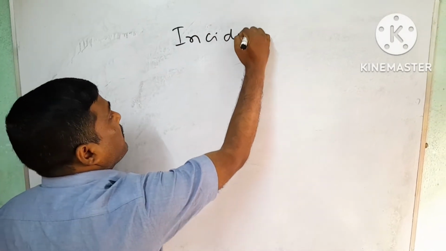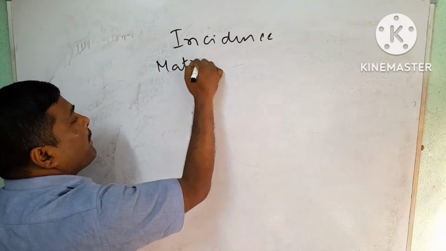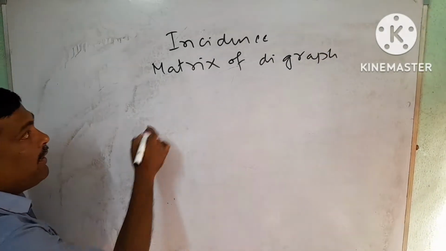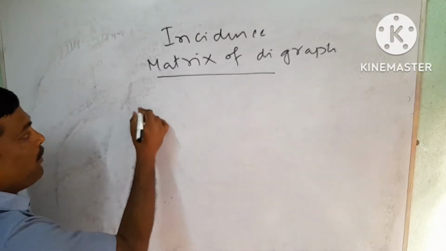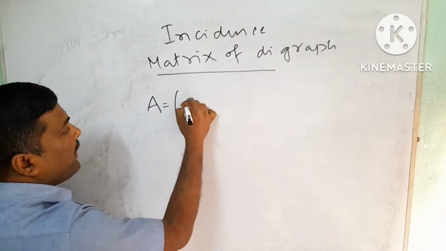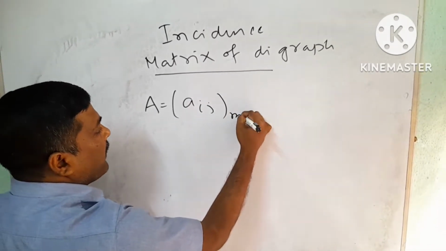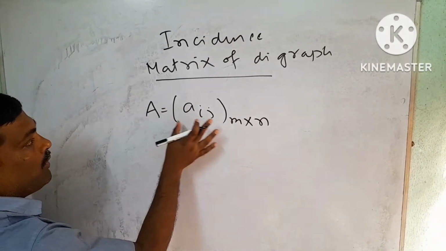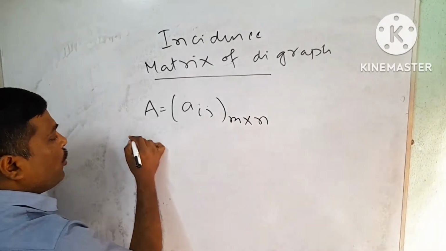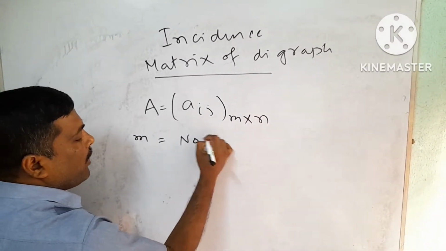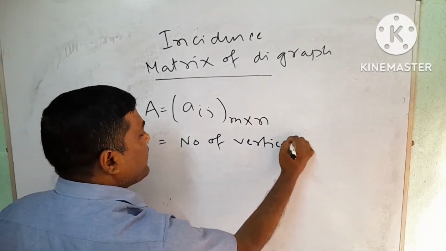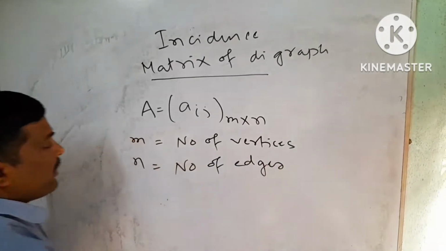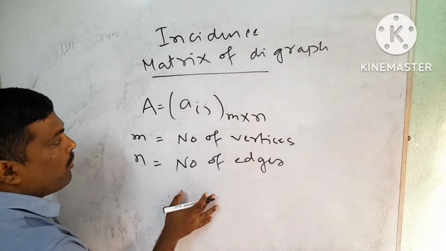Incidence matrix of digraph. Okay. Incidence matrix of digraph. Suppose the incidence matrix is A equals A_ij, m by n. So m is the number of rows, n is the number of columns. This is the incidence matrix of a digraph. So m is the number of rows, that is the number of vertices. n is the number of edges. Okay, so this is the incidence matrix of a digraph.